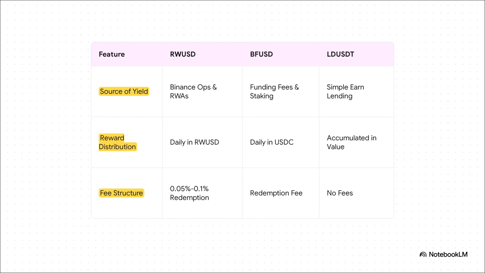RWUSD gets its yield from a mix of operations and RWAs. BUSUSD, on the other hand, is all about futures funding fees. And then you have LDUSD from Simple Earn, which comes from crypto lending. The payouts are different too. RWUSD pays you out daily in more RWUSD, while LDUSD's value just quietly grows over time. And here's the kicker, the fees. RWUSD has those redemption fees, but something like LDUSD has no fees at all.